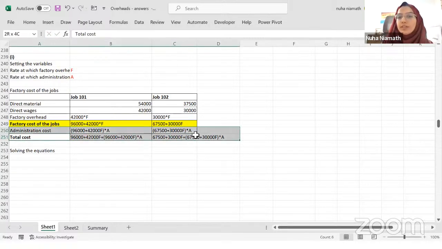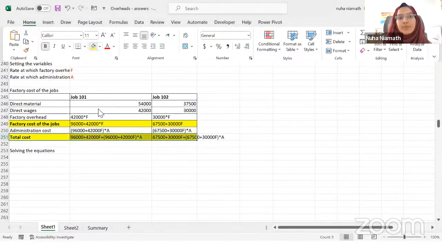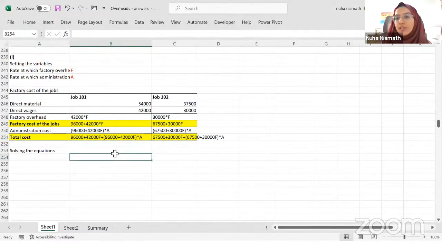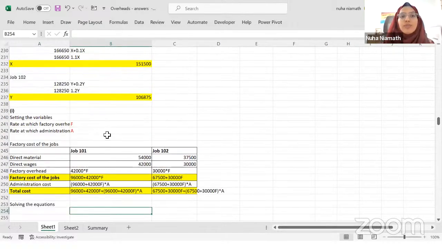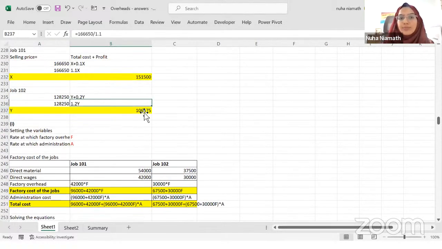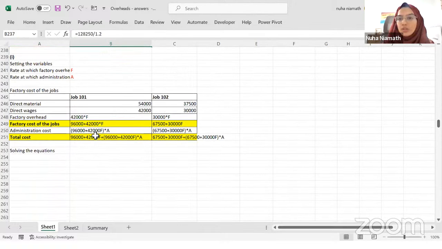Is everybody clear till here? Has everybody arrived till here? Okay, all clear. So no doubt so far, right? Okay, great. So now what do we do? We solve the equation. We have already found the total cost here and here. So let's take the first equation.